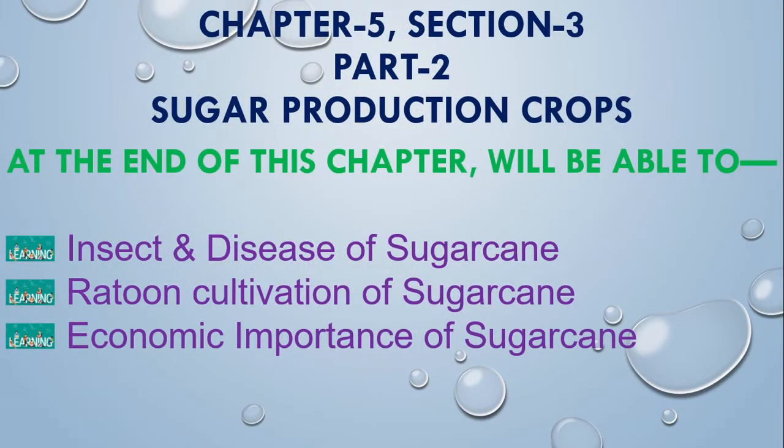Chapter 3, Section 3. And today is the second lecture of this section. The section name is Sugar Producing Crops. Today's lecture is very important because I will discuss some important topics of this section. Last class we discussed the cultivation method of sugarcane. So today I will discuss the insects and diseases of sugarcane, then the cultivation method of ratoon sugarcane or ratoon crops, and the economic importance of sugarcane.